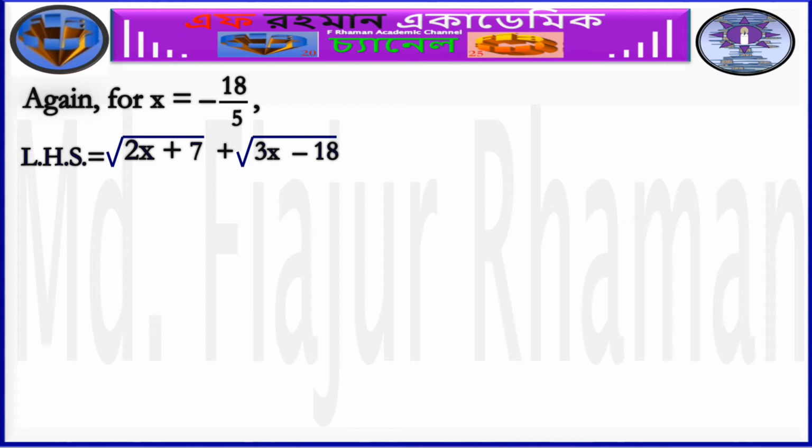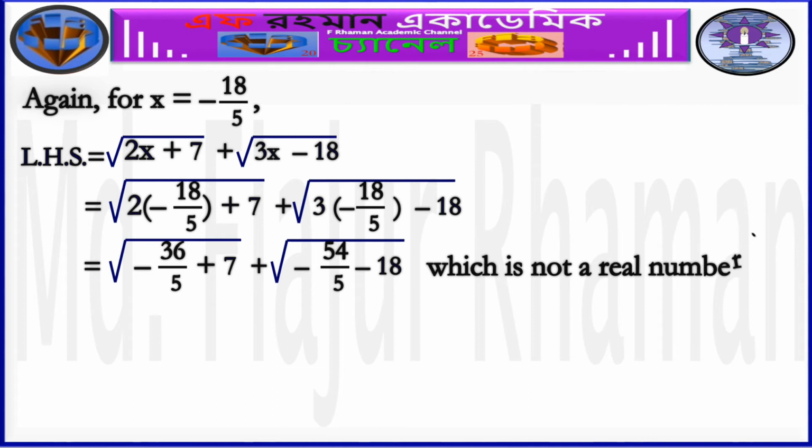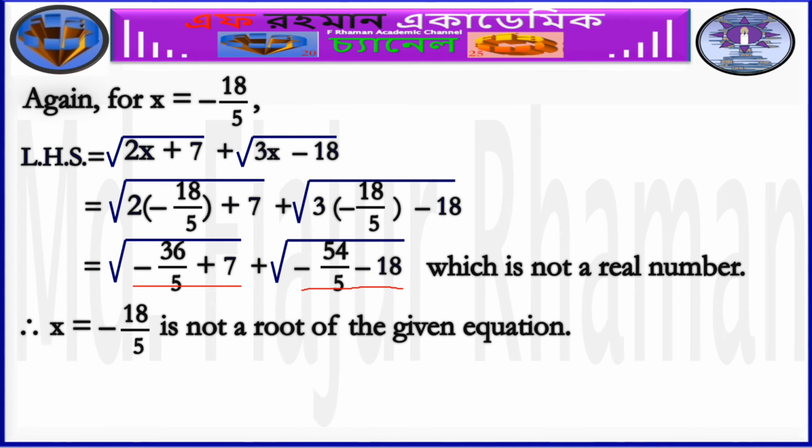Again, for x is equal to minus 18 by 5, left hand side is square root of twice x plus 7 plus the square root of thrice x minus 18 is equal to square root of 2 into minus 18 by 5 plus 7 plus square root of 3 into minus 18 by 5 minus 18, as x is minus 18 by 5, is equal to square root of minus 36 by 5 plus 7 plus the square root of minus 54 by 5 minus 18. Square root of any negative number is not a real number. That's why left hand side does not exist. Therefore, x is equal to minus 18 by 5 is not a root of the given equation. Therefore, required solution is x is equal to 9.